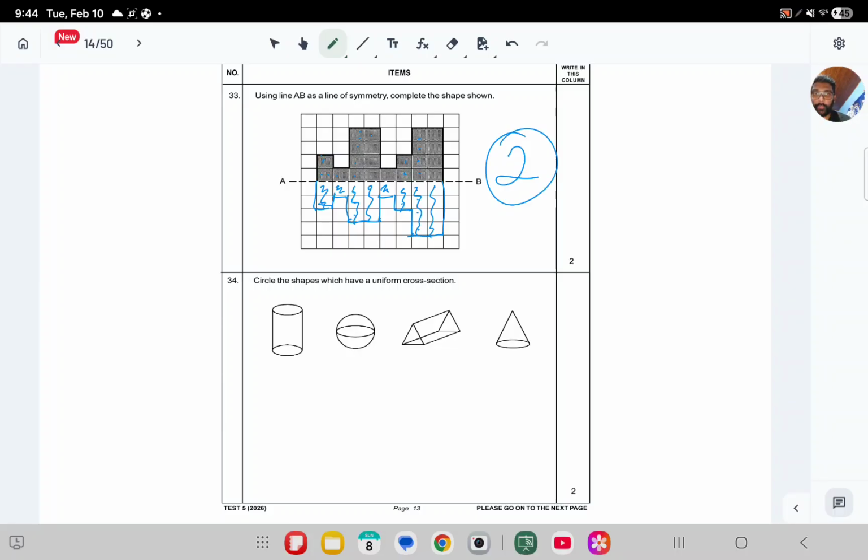Circle the shapes which have a uniform cross-section. Uniform cross-section is normally formed by prisms, all right? Any shape that is a prism has a uniform cross-section, right? And we know that a uniform cross-section means when you dissect or cut the shape, you will still have the same shapes. So which is this and this. 1 mark each.